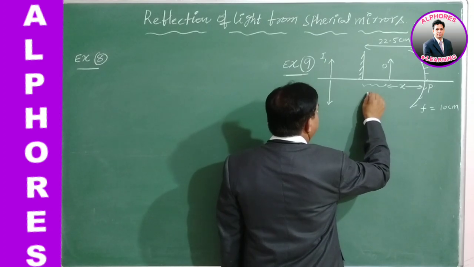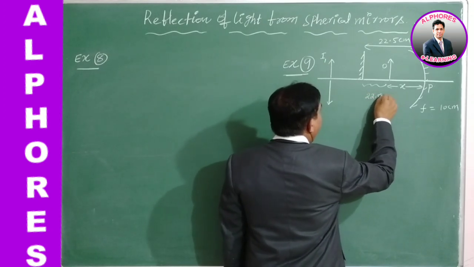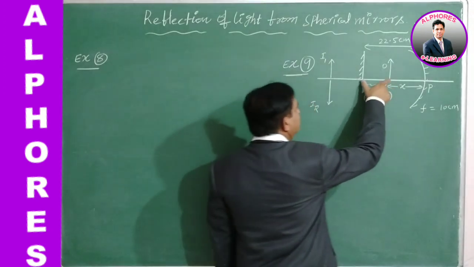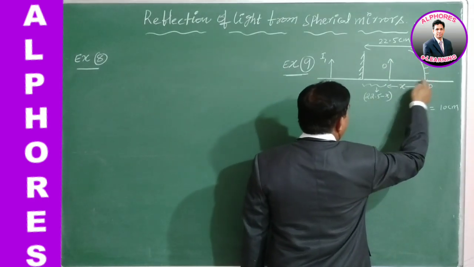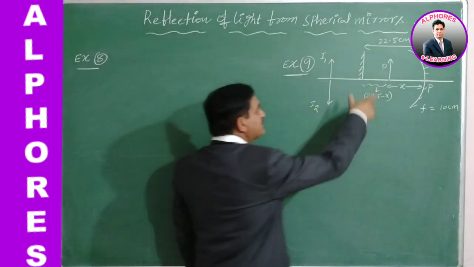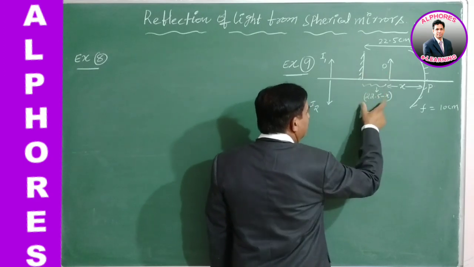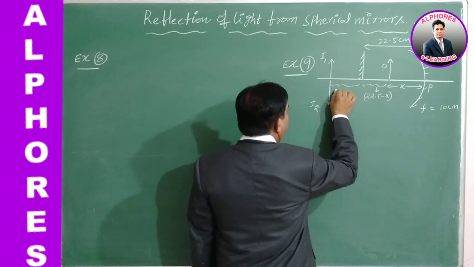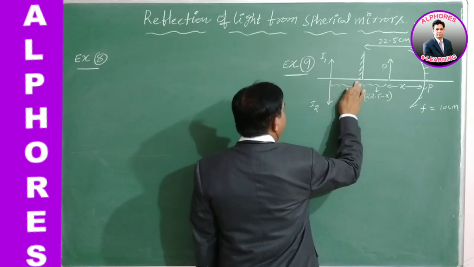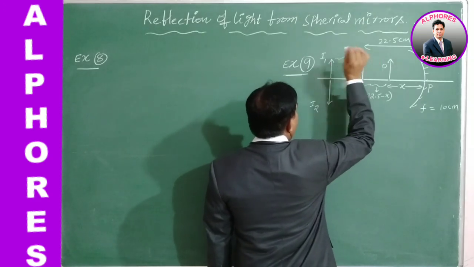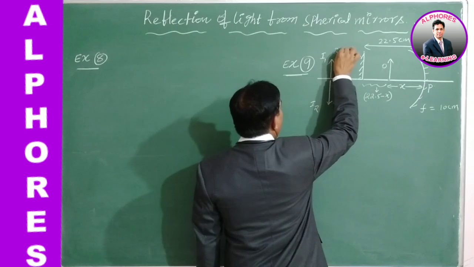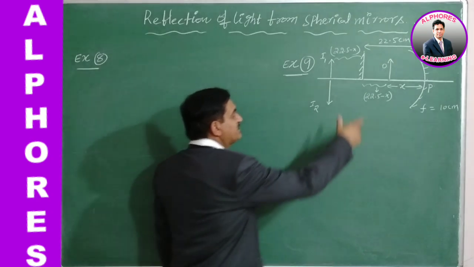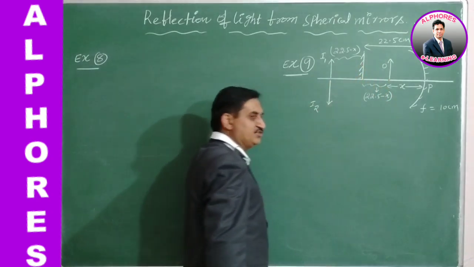The remaining distance is 22.5 minus x. Okay, so I want to find this distance, total 22.5 centimeters minus x. Distance of the object is how much from the plane mirror? 22.5 minus x. And distance of the image is how much? Again 22.5 minus x. Anywhere both are the same. So distance of the object equals distance of the image.